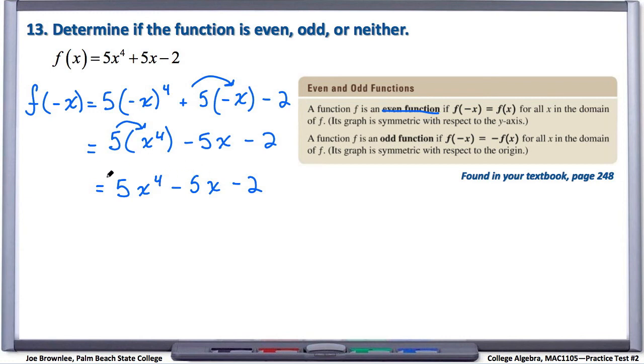Well, in order to be odd, every single term in the resulting equation has to have flipped its sign compared to the original. So if we started with a 5x to the fourth, in order for this to be an odd function, then this would have to be a negative 5x to the fourth. That's not what happened here. And so we can say that this function is also not odd. All right, here we have a positive 5x, negative 5x, so this sign did flip. But here, negative 2, or minus 2, minus 2, the sign didn't flip, so again, definitely not an odd function. And so in this case, just like number 12, we can say that this function is neither even nor odd.